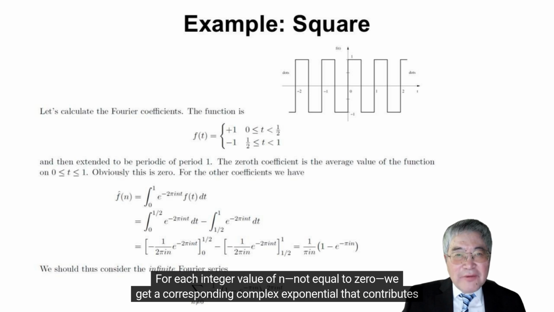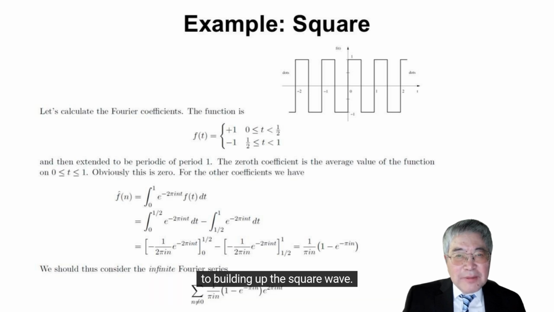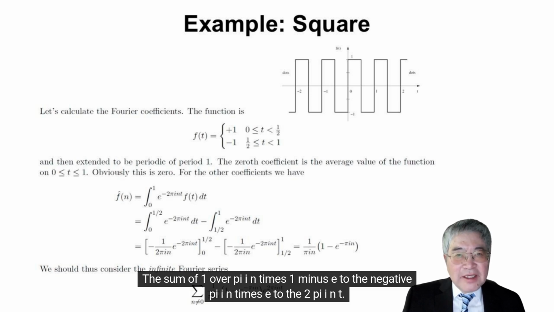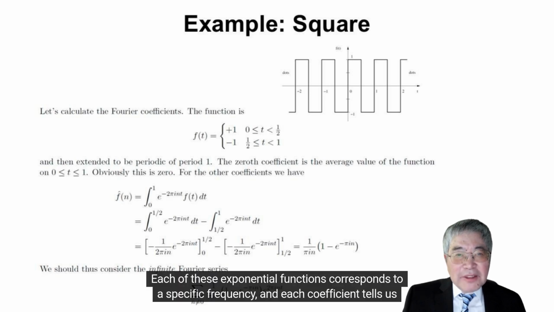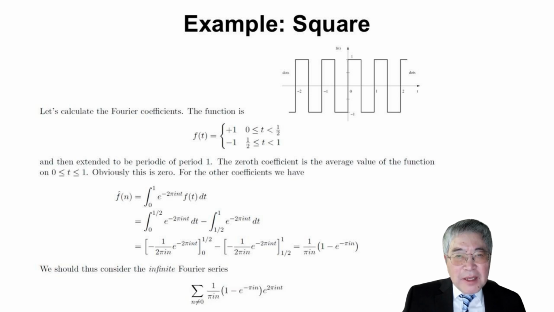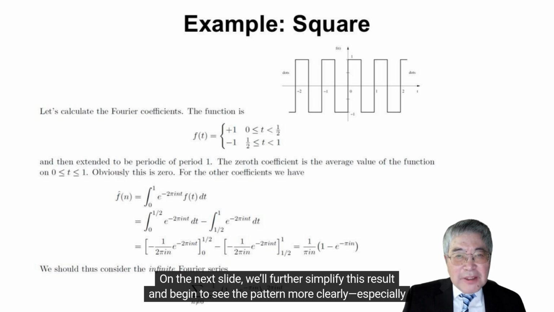For each integer value of n not equal to 0, we get a corresponding complex exponential that contributes to building up the square wave. And so we write the full Fourier series as an infinite sum of these terms. That is, summing over all non-zero values of n, the sum of 1 over pi in times 1 minus e to the negative pi in times e to the 2 pi int. Each of these exponential functions corresponds to a specific frequency, and each coefficient tells us how much of that frequency is present in the signal. On the next slide, we'll further simplify this result and begin to see the pattern more clearly, especially for odd harmonics.